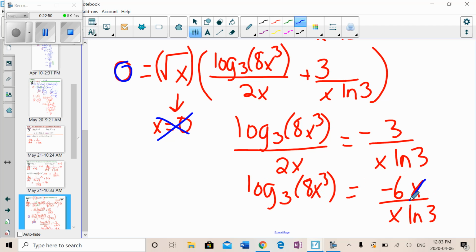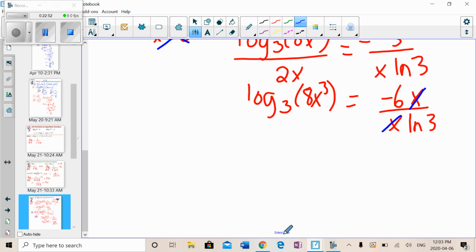And then these x's cancel. So just don't forget what you're trying to do. You're trying to solve for x here. So again, I need to get rid of the log base 3 because I'm trying to get this x by itself, so don't forget the opposite of logging base 3 is raising it to the 3. So when I raise this side to the 3, the log base 3 and the 3 are going to cancel, and I'm just going to get an 8x cubed. But I have to raise this side to the 3. So 3 to the negative 6 over ln 3.